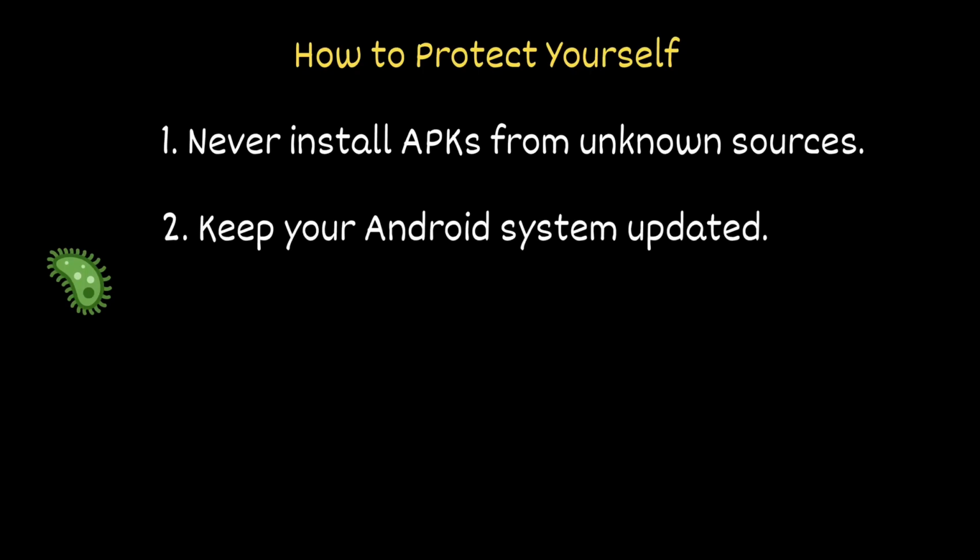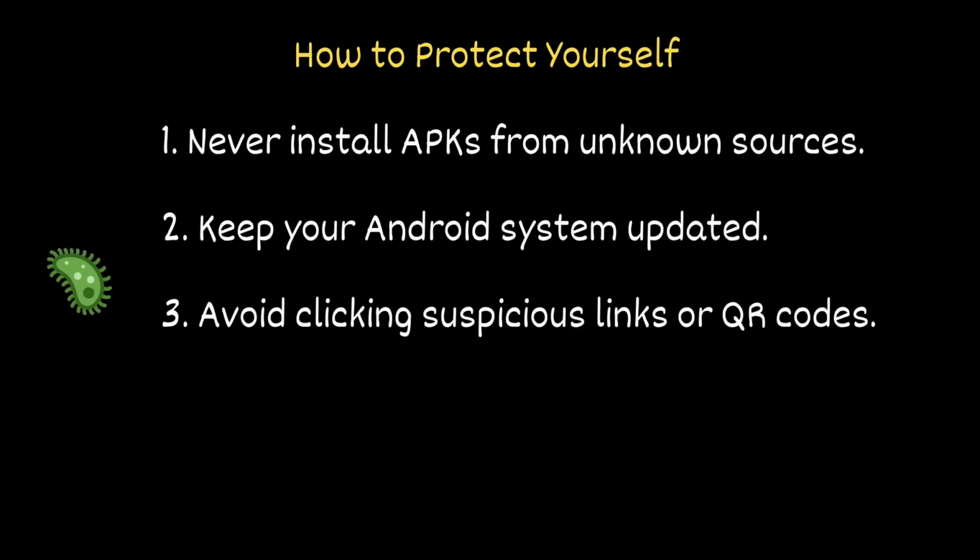Keep your Android system updated. Security patches are released for a reason. Make sure your device is running the latest Android version available to you. Avoid clicking suspicious links or QR codes. Links and QR codes are one of the most common delivery methods for mobile malware. Hackers often disguise malicious links using URL shorteners or send them through messaging apps like WhatsApp, Telegram, or SMS, making them look like friendly invitations or app recommendations.